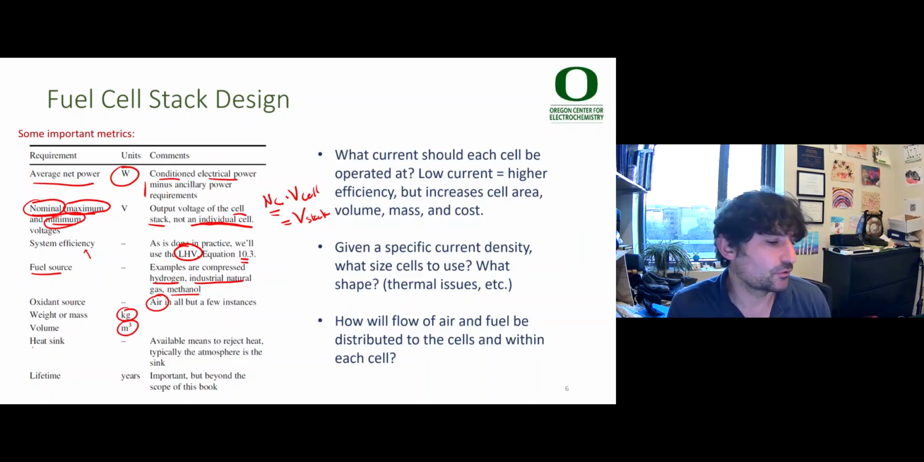You might also worry about heat and where you're going to send excess heat from the system. For example, typically the atmosphere is the heat sink. And of course, the lifetime, how long the system will last.